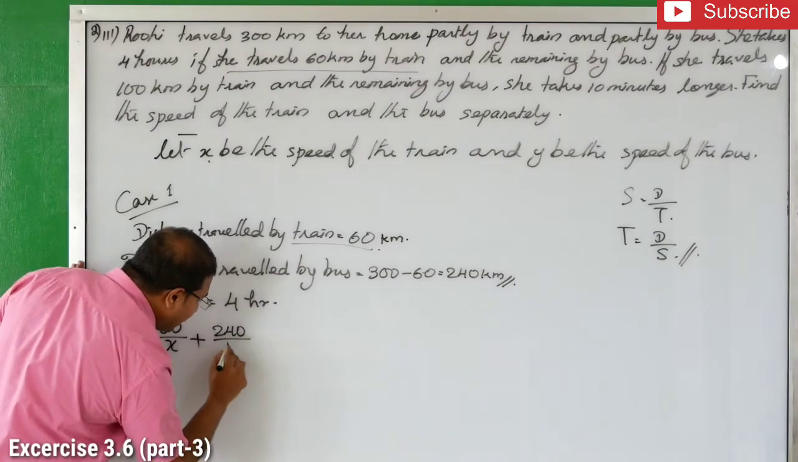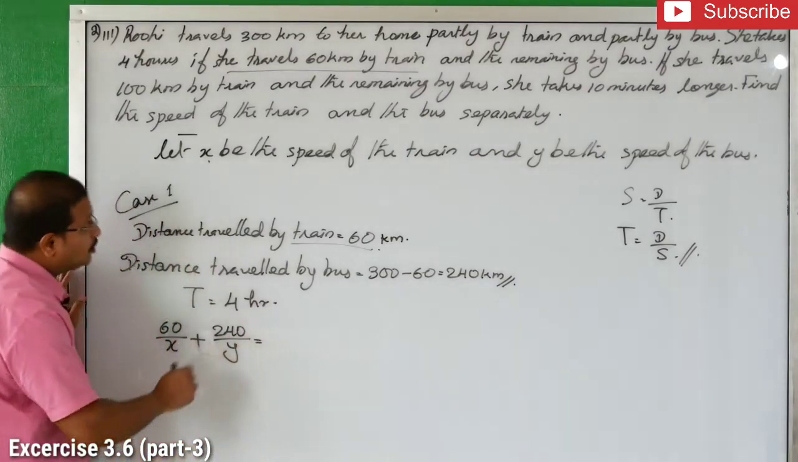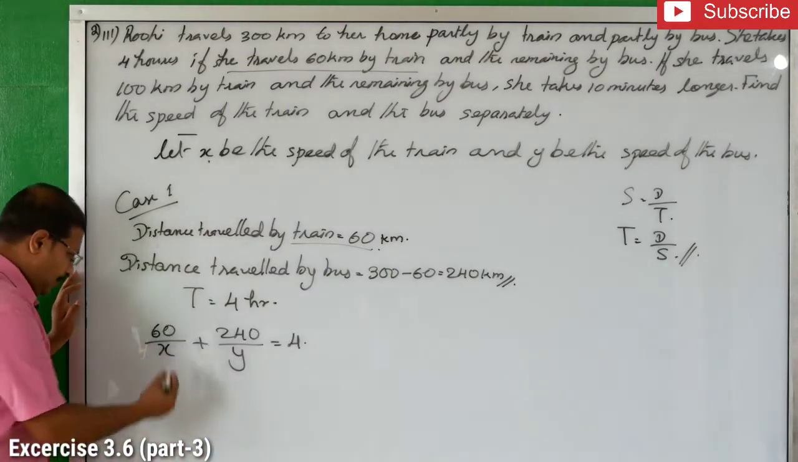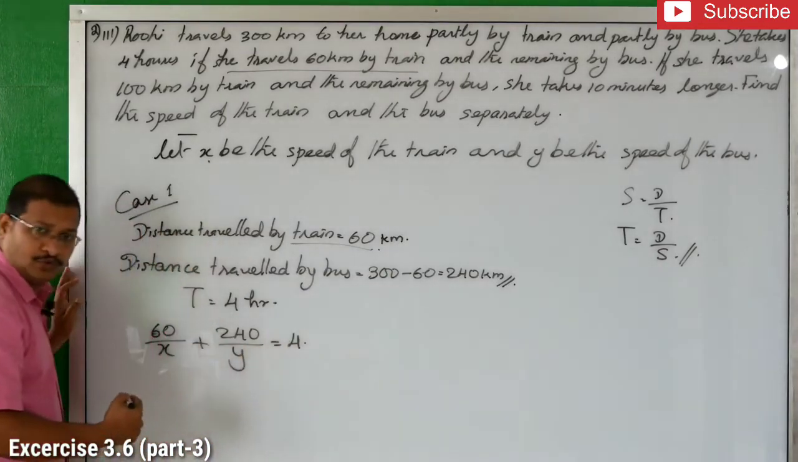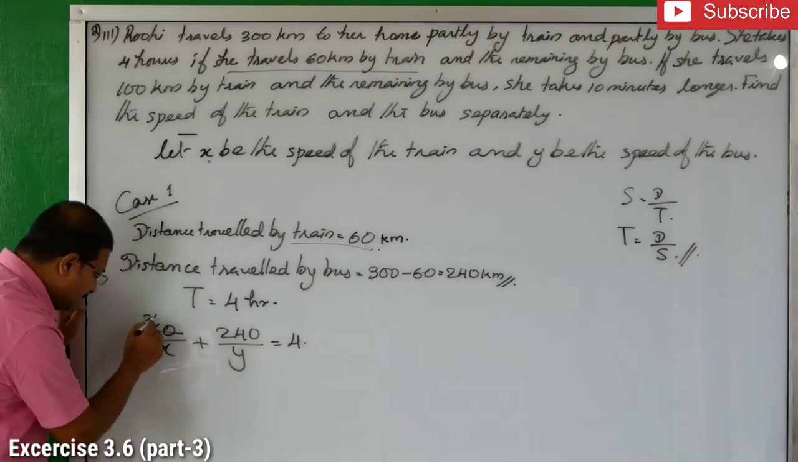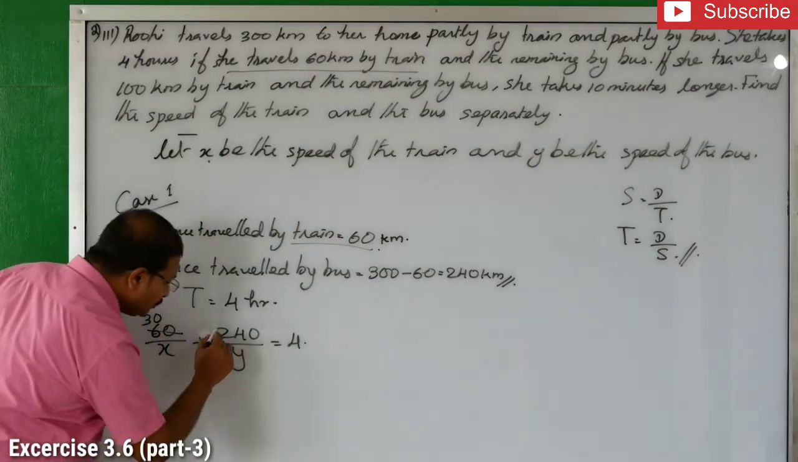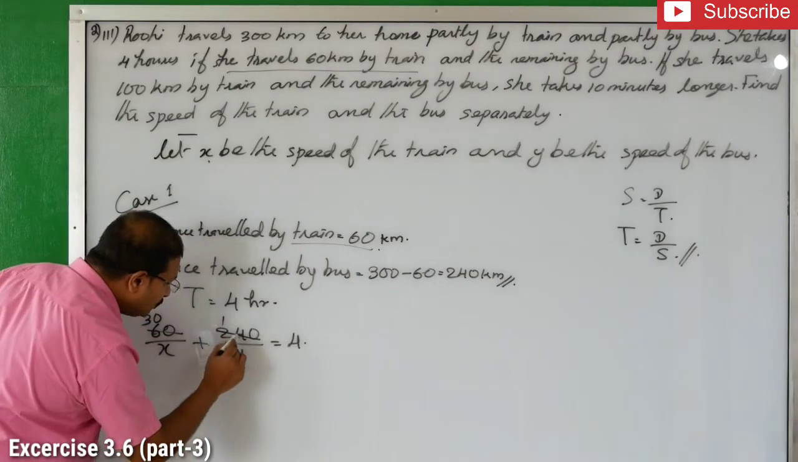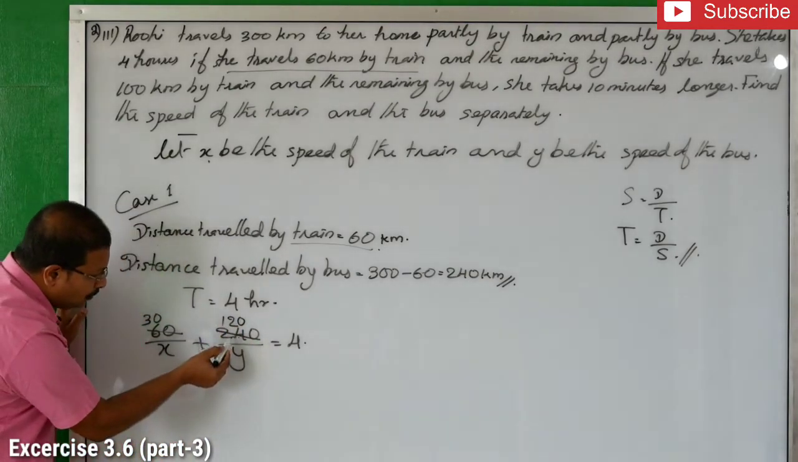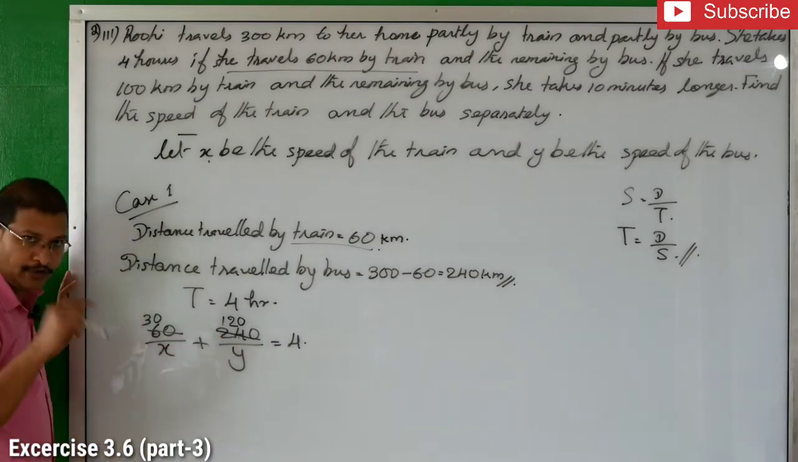240 divided by y equals, total time is 4 hours. Right. We will cancel throughout by 2. Ready? That means 2 3s are 6. And after that, 0. Now, 2 1s are 2, 2 2s are 4. That means this 0 again. That means 2 into 12 will get 24, isn't it?